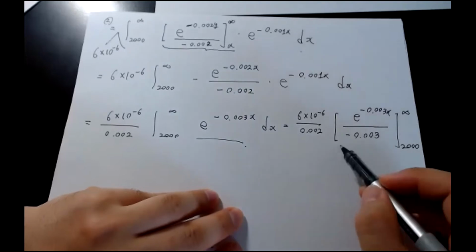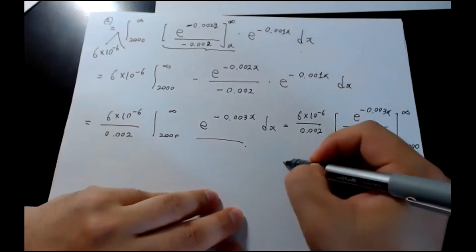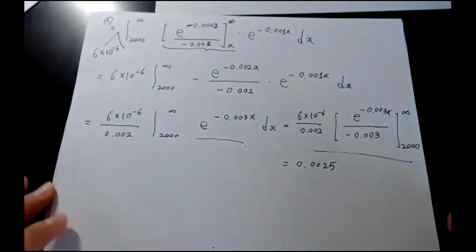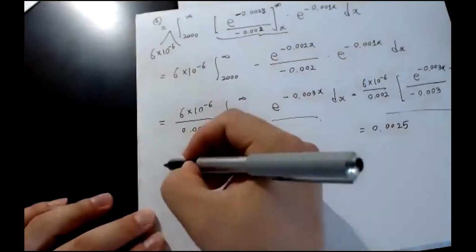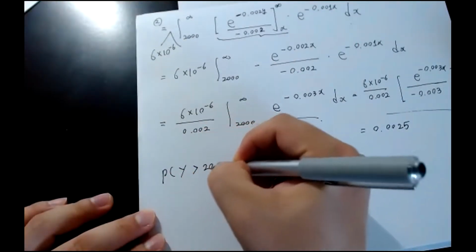So I'm sure that you can evaluate this one, right? You're going to get the answer, which is 0.0025. Okay. So now, finally, what's the answer? We want to find out the probability y is greater than 2000, right?